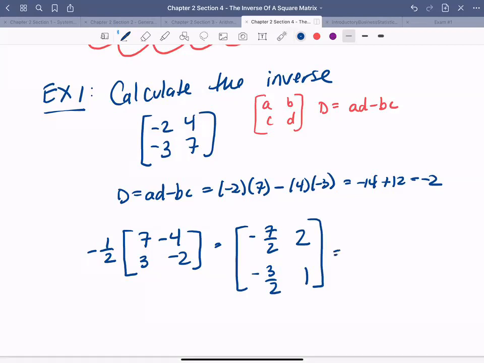And we could say even this. We could say that negative 2, negative 3, 4, and 7. The inverse of that is negative 7/2, 2, negative 3/2, 1.